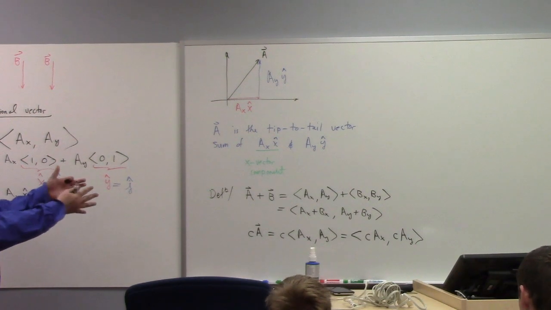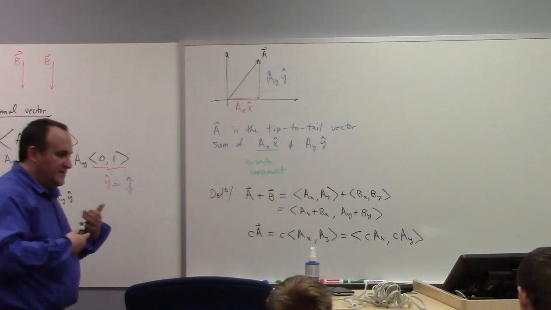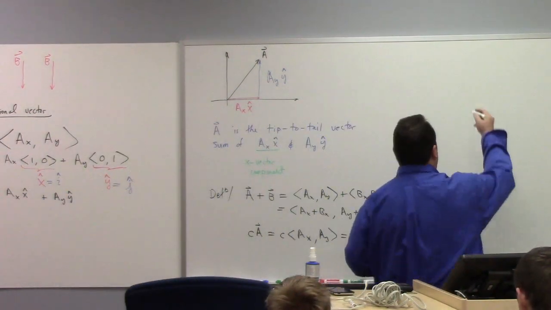So this is the algebraic rule. The geometric rule: how can you picture vector addition?